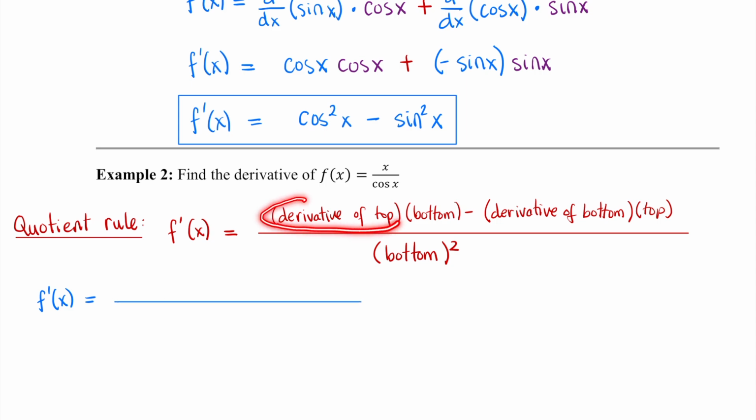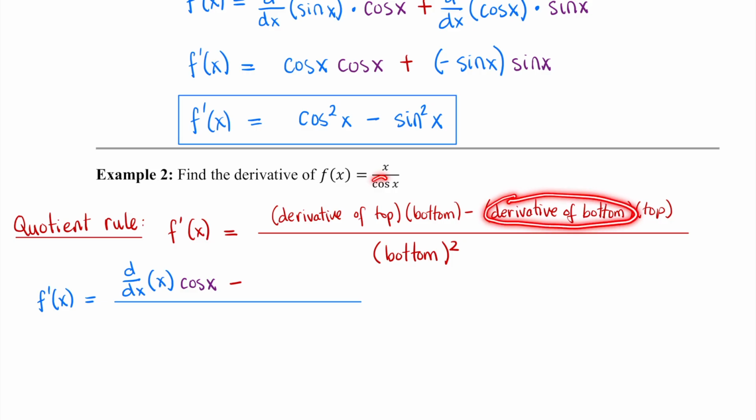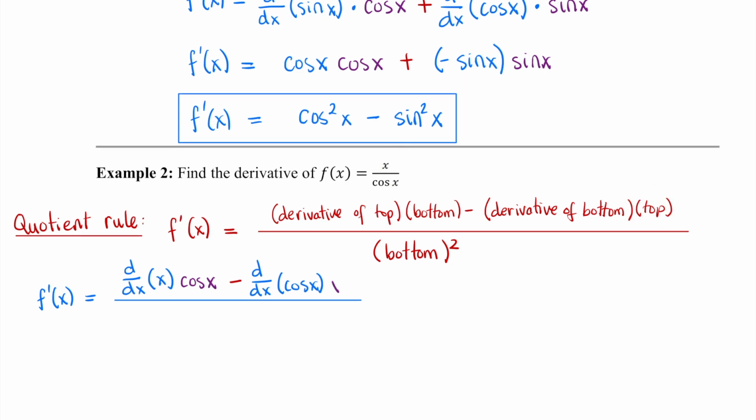Derivative of the top function, which is the derivative of x, multiplied by the bottom function, which is cosine of x, minus the derivative of the bottom function, which is the derivative of cosine x, multiplied by the top function, which is x, over the bottom function squared, which is cosine square x.